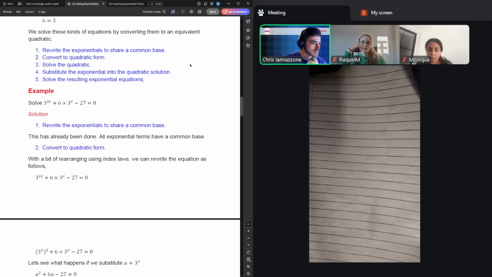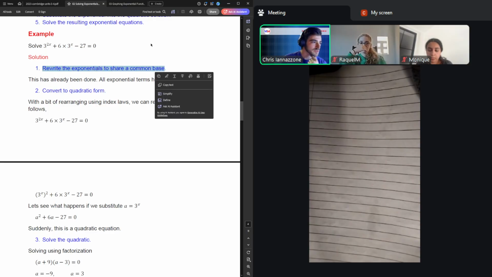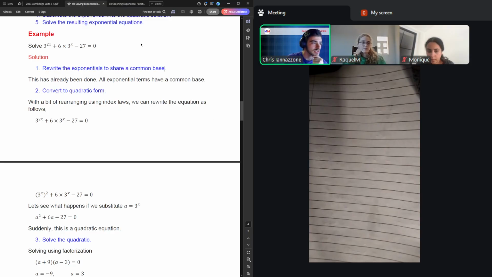So here are the steps. Let's have a look. First things first, we want to make sure all of the exponential terms specifically share a common base, very similar to before. In this case, you can see they both have a base of 3. They're both 3 to the power of something. If you don't have that, then you want to use your index laws to try and create that.